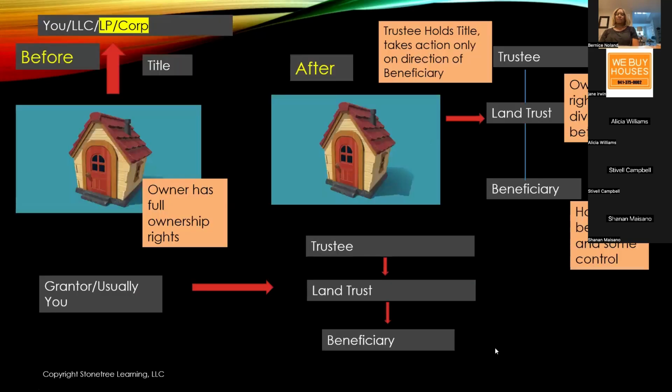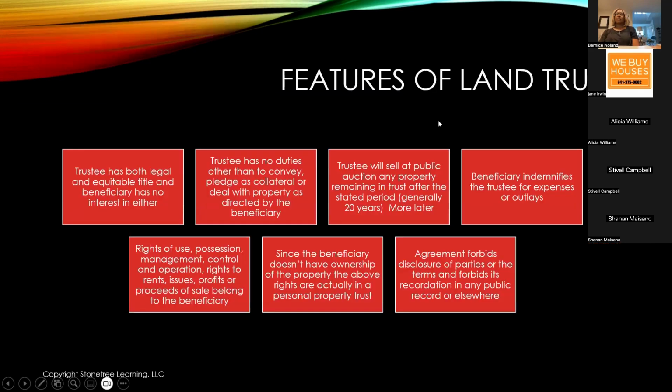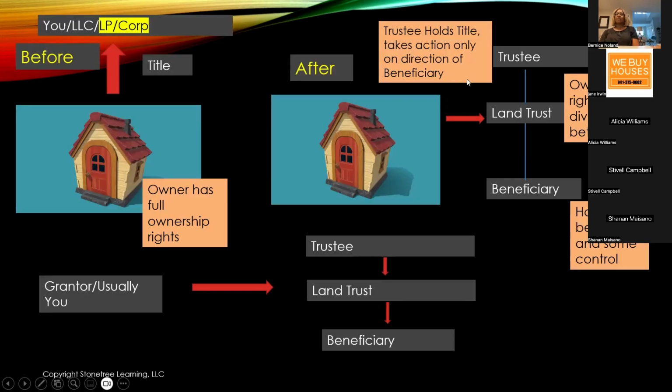Okay. So the beneficiary has all of the benefits of the ownership, and they have a little bit of control, but most of their control is that they can get rid of the trustee. The land trust, the ownership rights in a land trust are divided between the trustee and the beneficiary. So the trustee up here is only supposed to take action on the direction of the beneficiary.